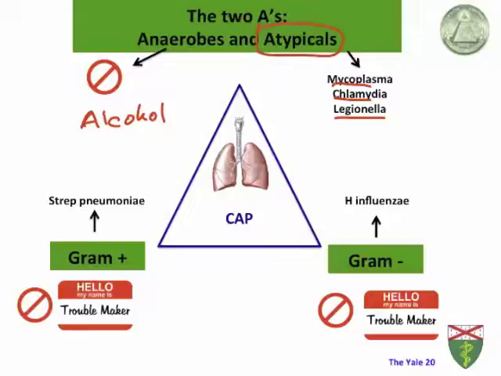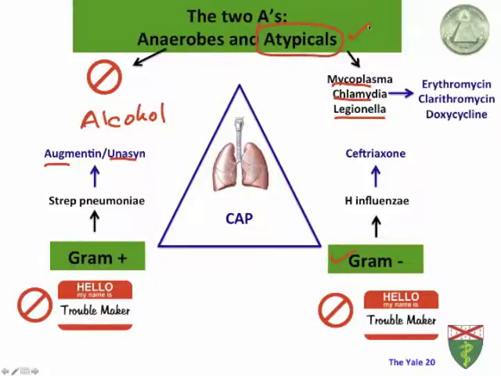First, we need to cover for gram-positive and strep pneumo. So we could do something like Augmentin or Unasyn. We certainly need to add some gram-negative coverage to it too. Ceftriaxone is a good choice. Other cephalosporins would probably work as well. And then, importantly, we cannot forget about our atypicals. So here comes in your erythromycin, clarithromycin, or even doxy.